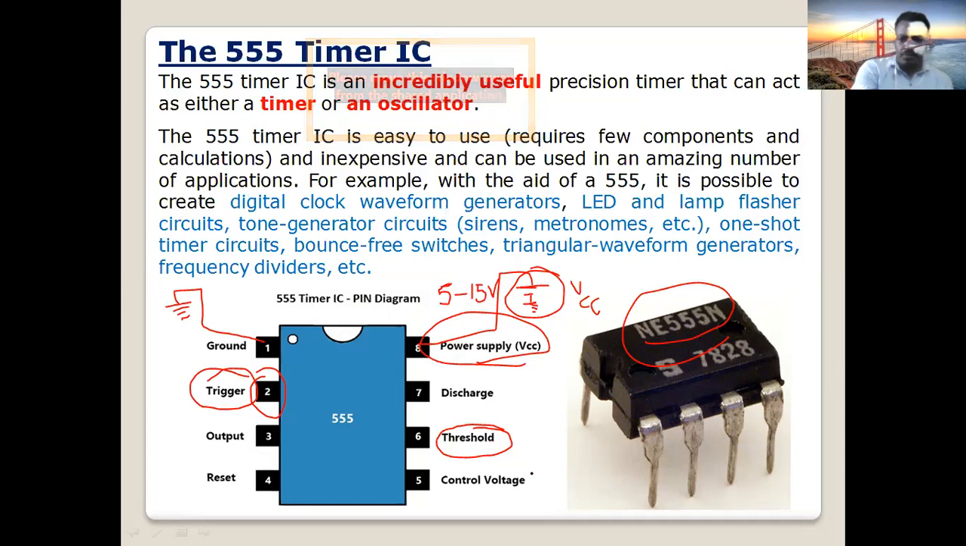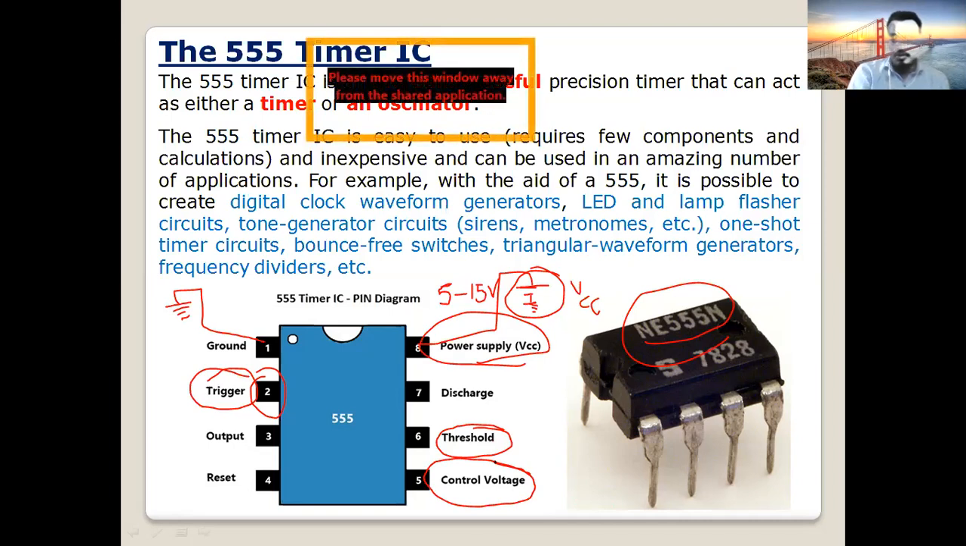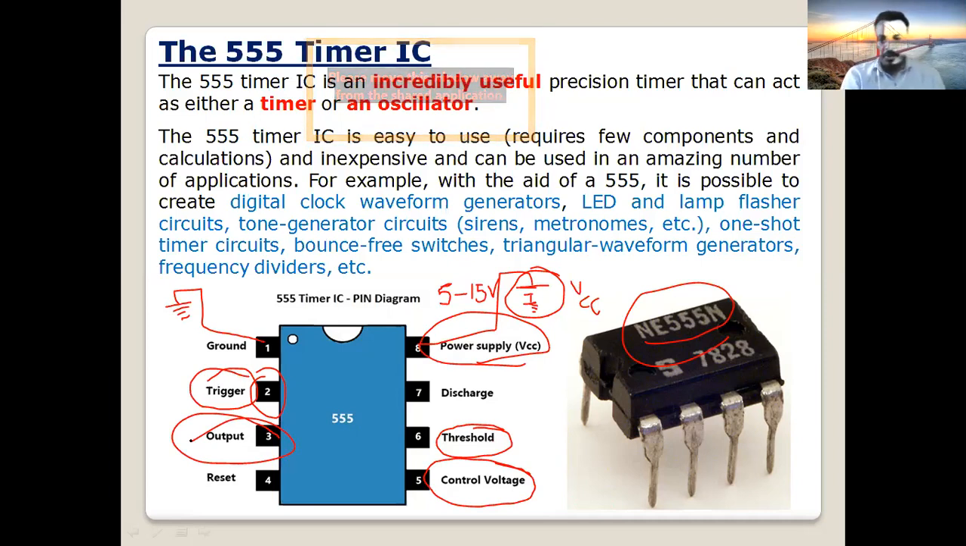There is another input for special applications, pin number 5, called control voltage. But it's not always used. It's only for specific applications. So pin number 5, control voltage, is also another type of input for this 555 timer. Then where is the output? The output for the 555 timer is pin number 3. Pin number 2 is the trigger input, pin number 6 is the threshold input.